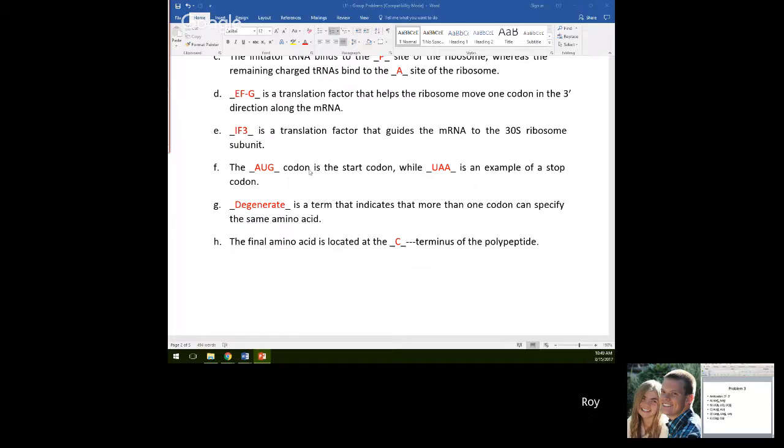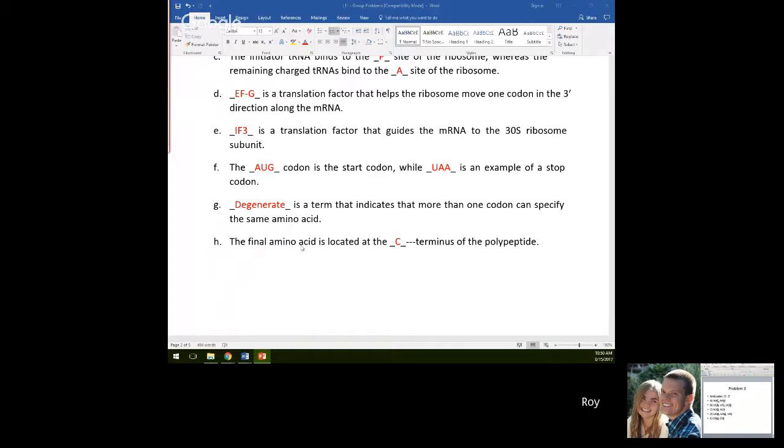And then the AUG codon is a start codon. That's the only start codon there is, the AUG. It codes for formylmethionine. And then UAA is an example of a stop codon. In the slides, it says UAA, UAG, and UGA are all 3 stop codons. And oddly enough, it talks about how they're read by the RF1 and RF2 proteins. Degenerate is the term that indicates more than 1 codon can specify the same amino acid.